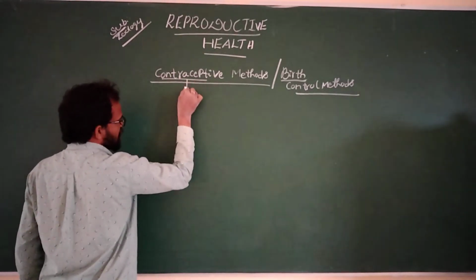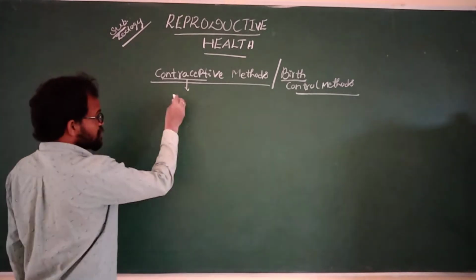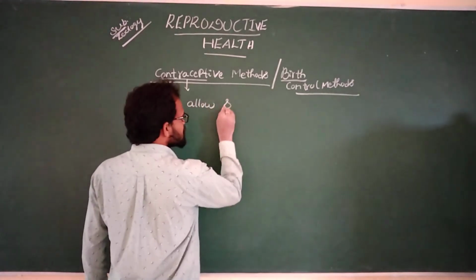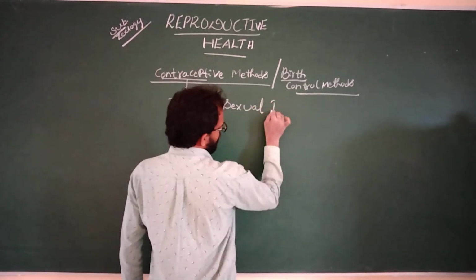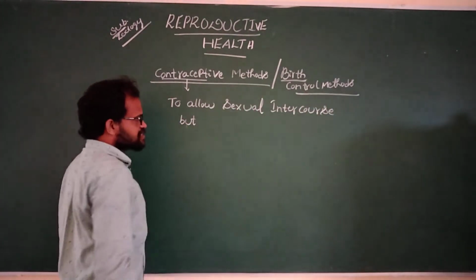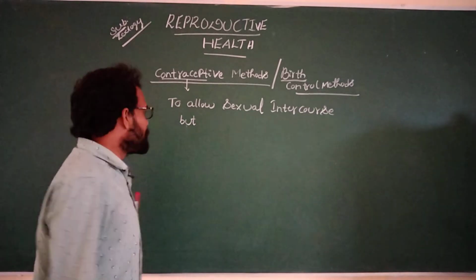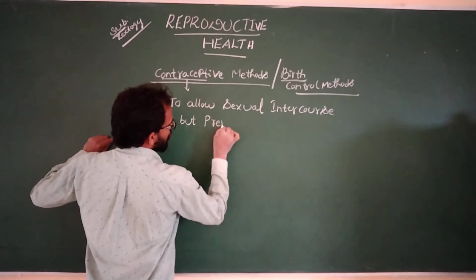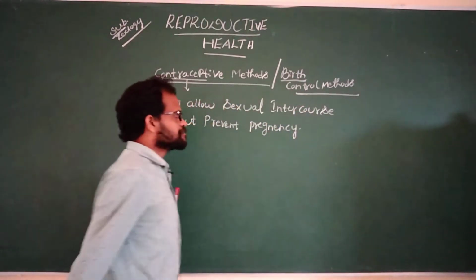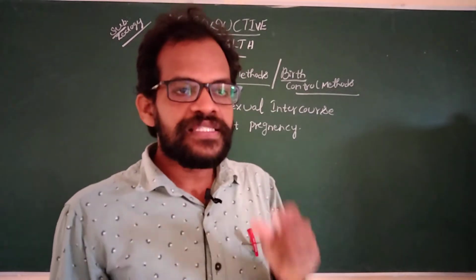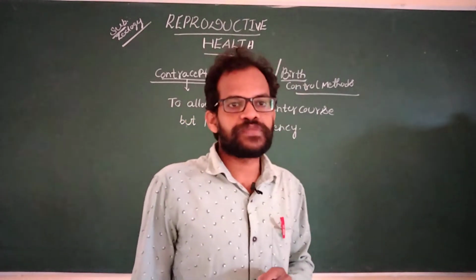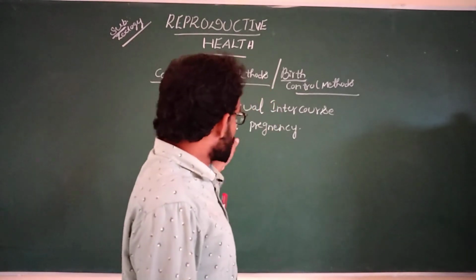Contraceptive, or contraception, means methods that allow sexual intercourse but prevent pregnancy. These methods allow sexual intercourse, or coitus, or cohabitation, but prevent the pregnancy.